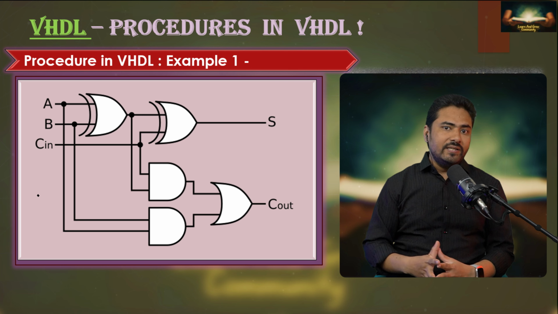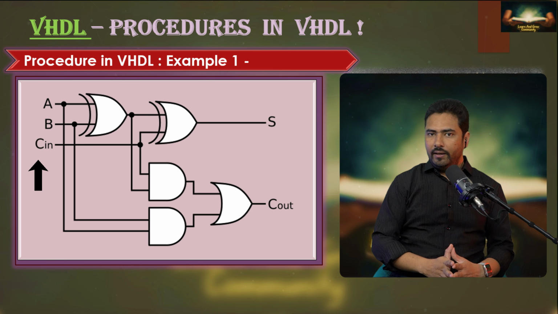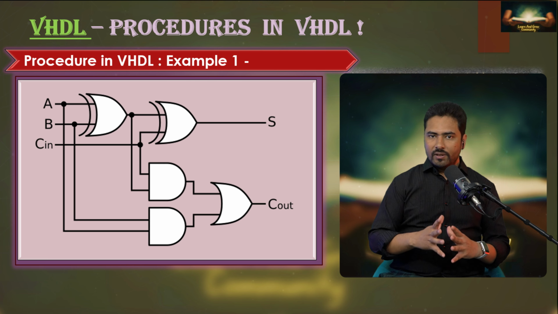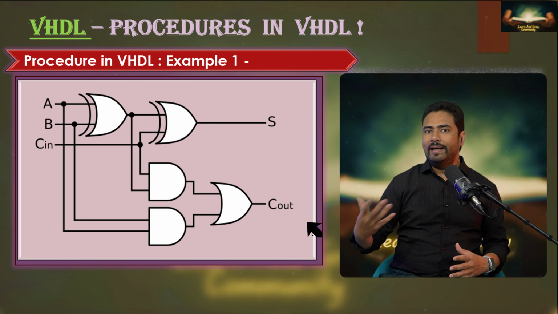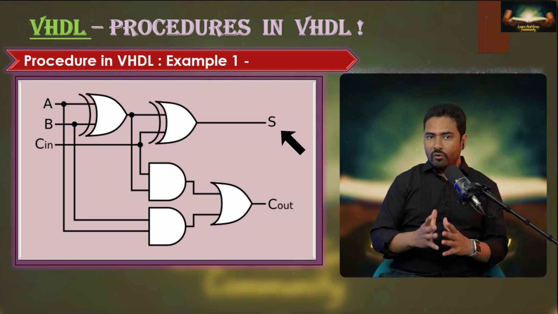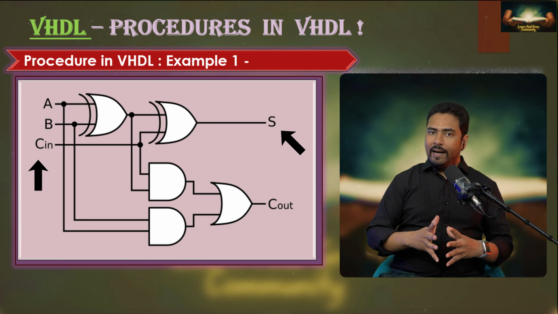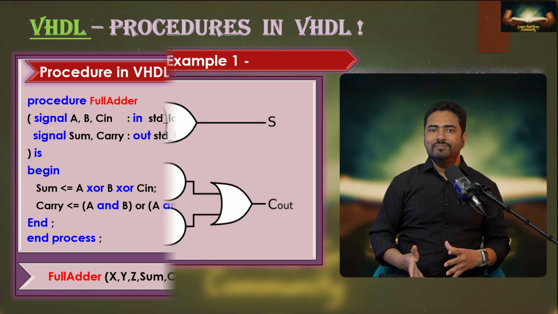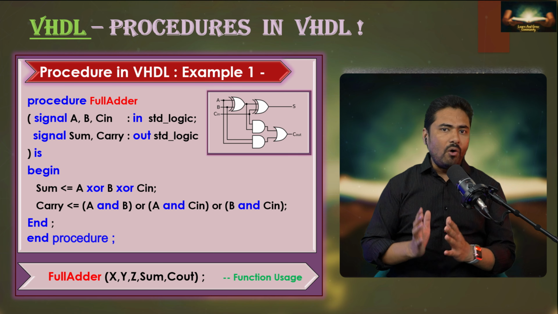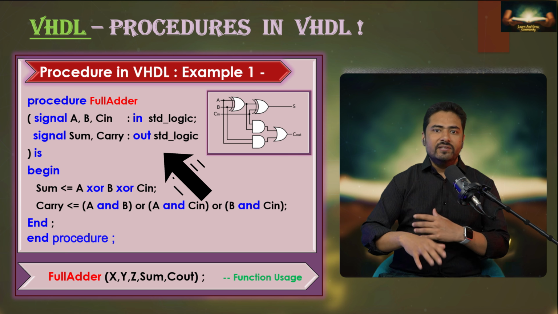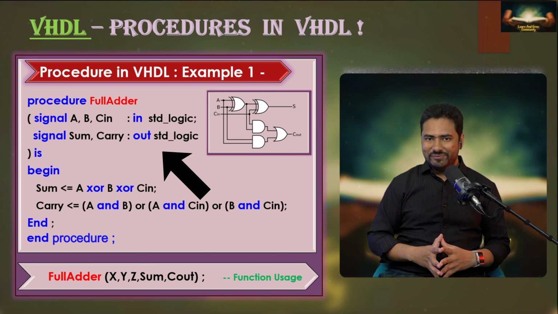We have three inputs labeled A, B, and C in, and we have two outputs, sum S and carry. The sum S is the result of the addition of these three binary inputs, and carry is high when at least two of the inputs are high. Now let's see how we can implement this circuit using a procedure. Here is the VHDL code for this procedure.